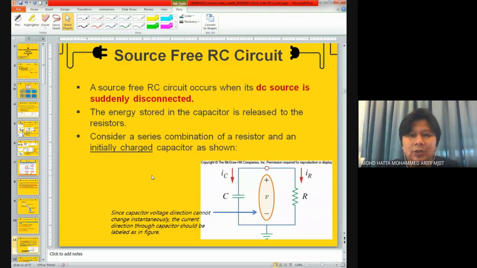For RC circuit, source. So now we move on to look at what is meant by source-free RC circuit. Source-free RC circuit occurs when the DC source is suddenly disconnected from the circuit, and energy stored in the capacitor is released to the resistor. And if we consider this kind of circuit, or series combination of resistor and initially charged capacitor as shown, how do we analyze that one?